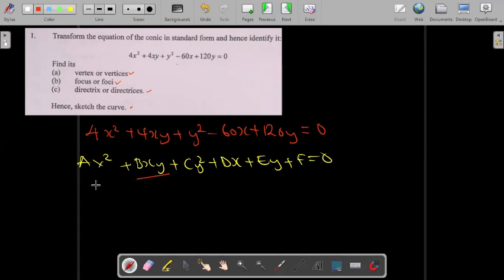But a good thing you'd want to note is, remember when we do the discriminant test, b squared minus 4ac equal to what? This here is the discriminant test. If this is equal to 0, then we know we have a parabola.